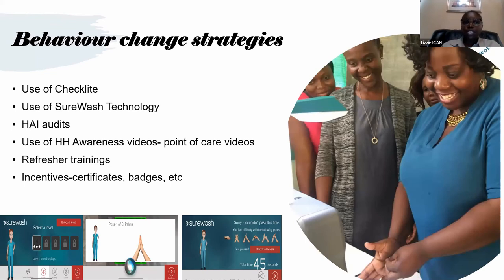We use the check light. This is where, during the training, we contaminate the hands of the healthcare workers with the Clorox, and then we ask them to perform hand washing, and then we view the hands under UV light just to show them which areas they would have missed in their hands. And then we say, suppose this was the amount of virus that you were carrying in your hands, just try and figure out how you would be spreading it from one patient to the other or from one healthcare worker to the other. We also have some technology that we use.